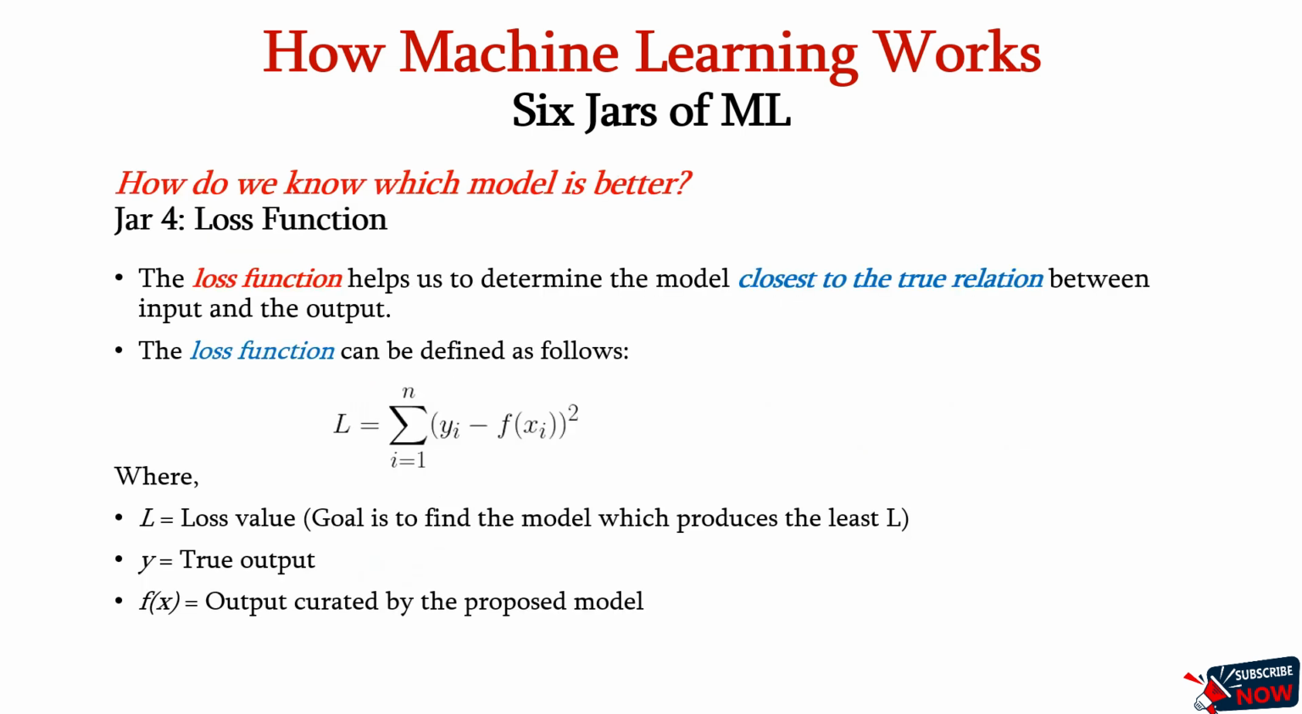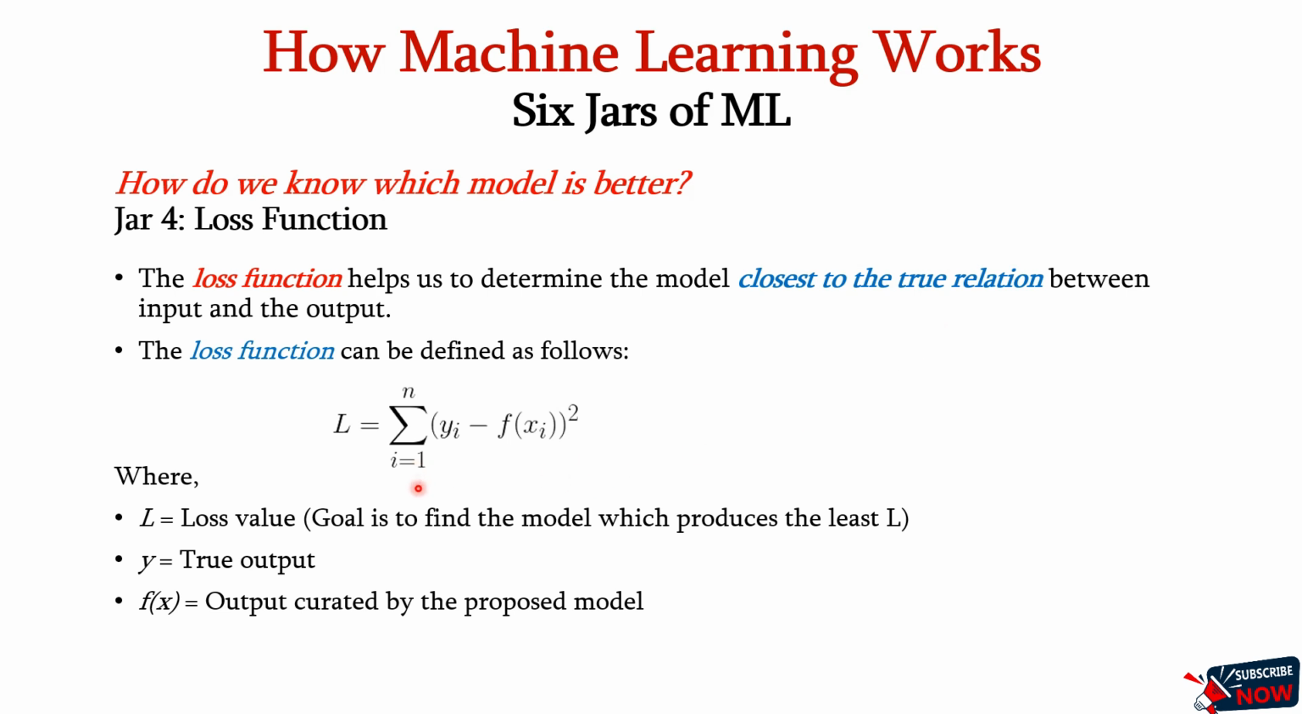Now we can use many equations to create a model. So how do we know which model is better? So here comes the loss function. The loss function helps us to determine the model which is closest to the true relation between the input and the output. It can be expressed as mentioned here.